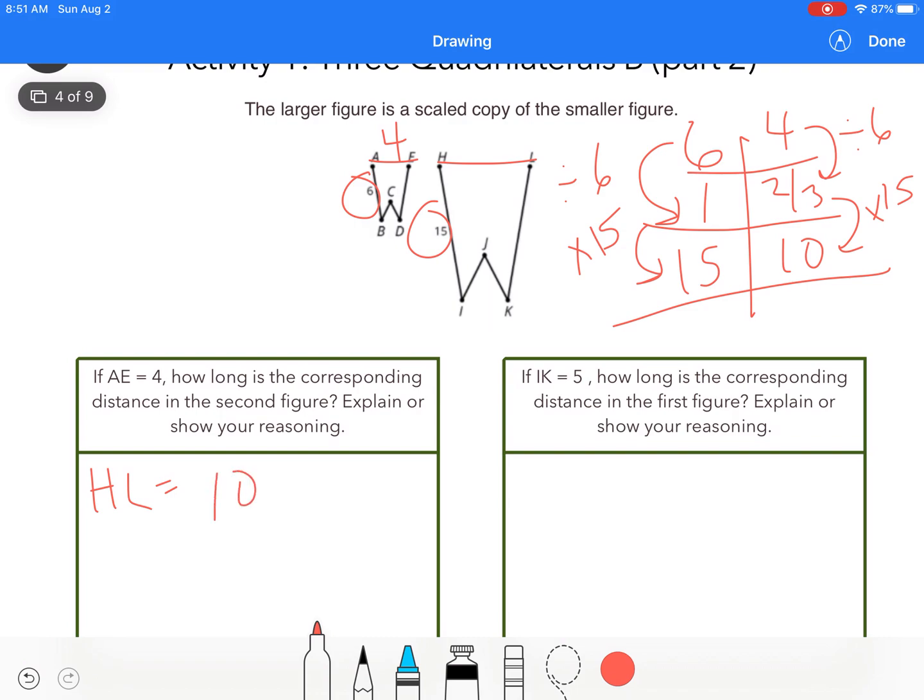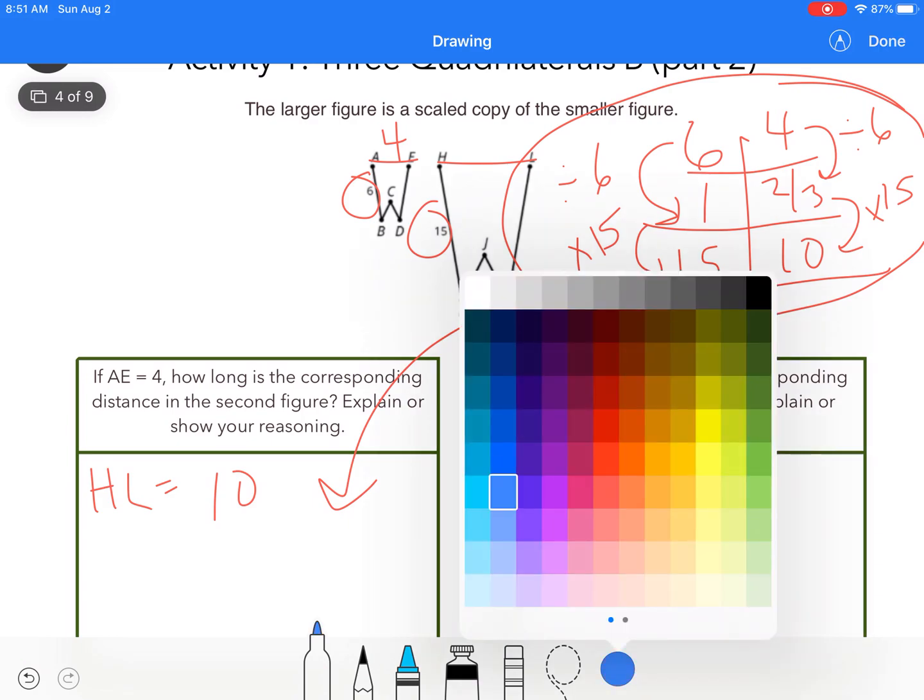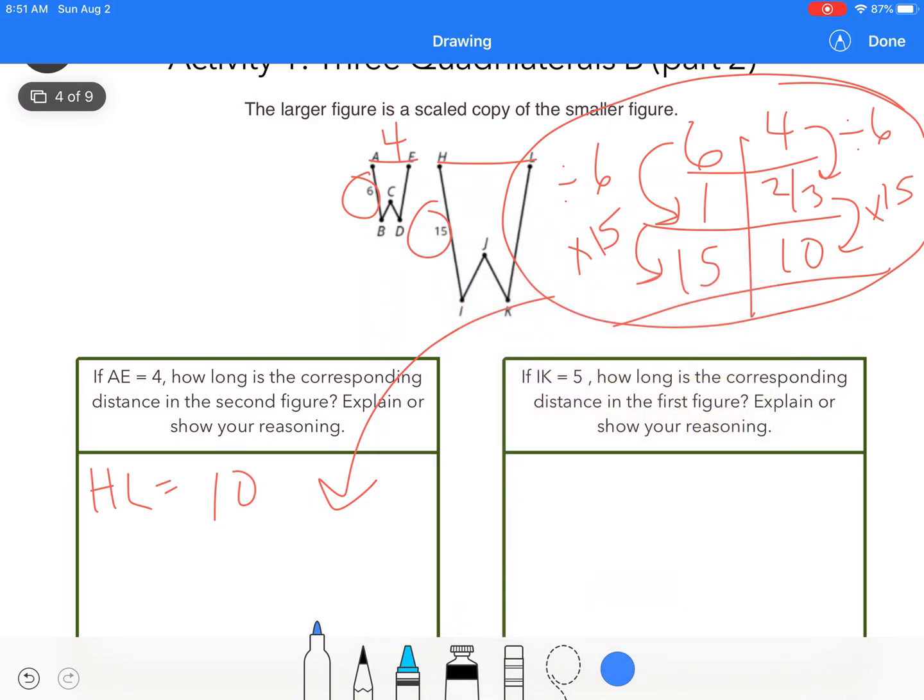Explain or show your reasoning. I explained it right here. Isaac, I used a table to demonstrate it. So now I'm going to look at if IK, so I'm going to switch colors. If IK is 5, so IK, so that'd be here, is 5. What would BD be?